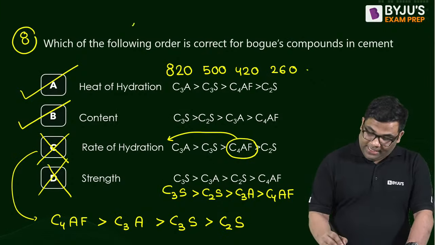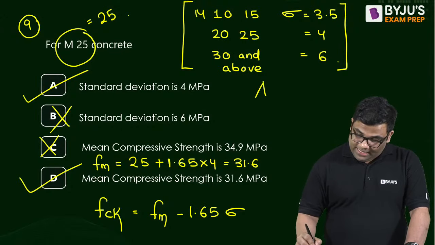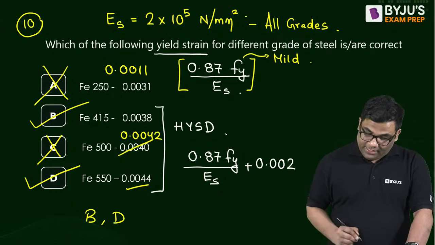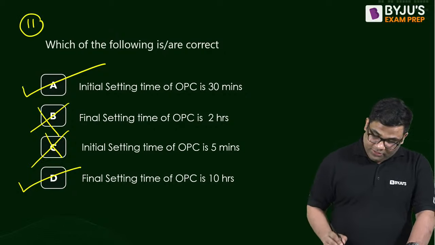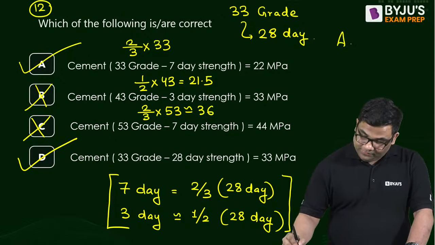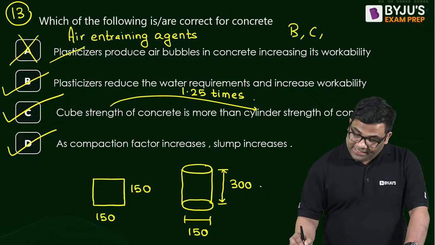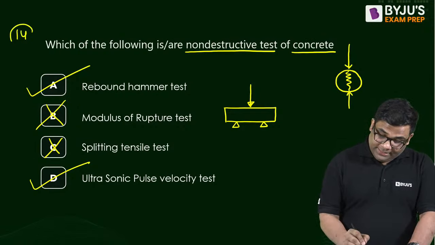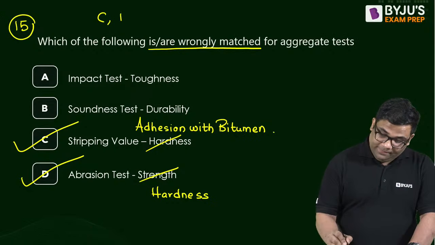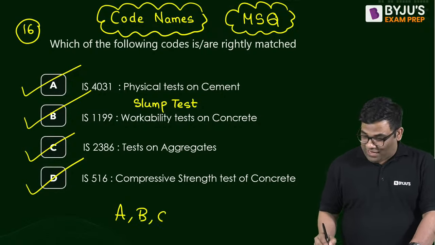Eighth question is A and B. Ninth question is A and D. Tenth question is B and D. 11th question is A and D again. 12th question is again A and D. 13th question is B, C and D. 14th question is A and D. And 15th question is C and D. And your 16th question was all the options correct, A, B, C, D.